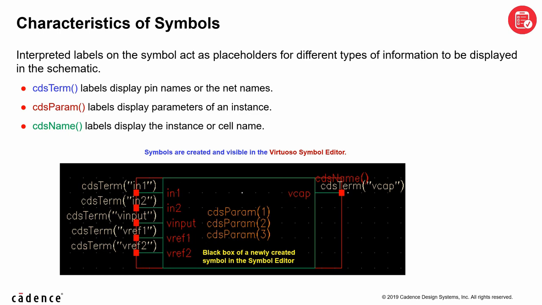That's because symbol generation depends on the symbol template selected either in the .cdsinit file or by the symbol generation form. Interpreted labels allow information to appear near the symbol after it is placed in another cell view. For the label generation template, there are three label types: CDS term labels display pin names or net names. Each CDS param label can display a parameter of the instance and there can be multiples of this label, and CDS name labels display the instance or the cell name.